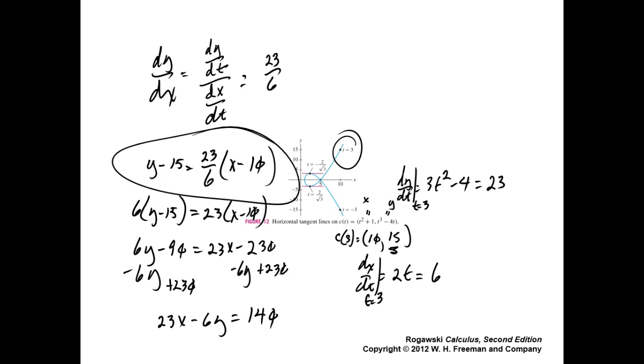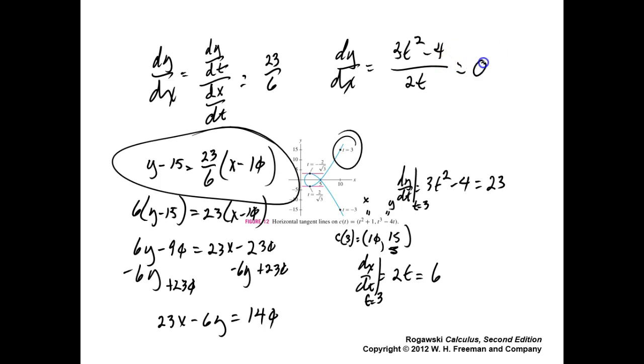This is at a given point. They told us that before, at t equal 3. Now we're looking for at what value of t are the points where the tangent is horizontal. Well, our derivative, if you go back and do it, the dy dx is equal to 3t squared minus 4 over 2t. Right? And we want to know where that's equal to 0. That's going to be where the tangent line is horizontal.